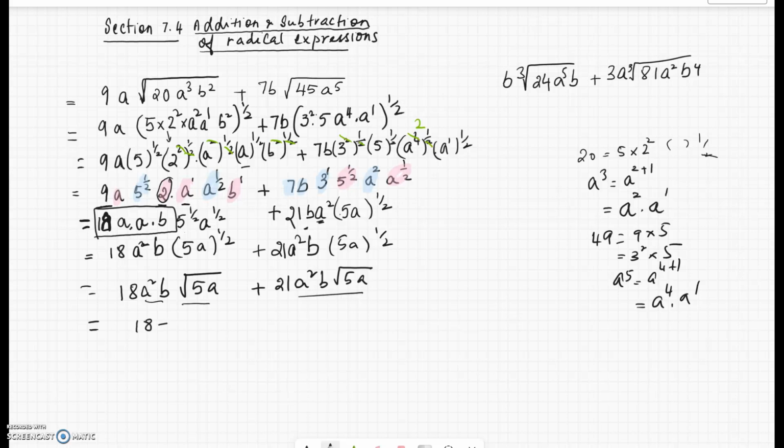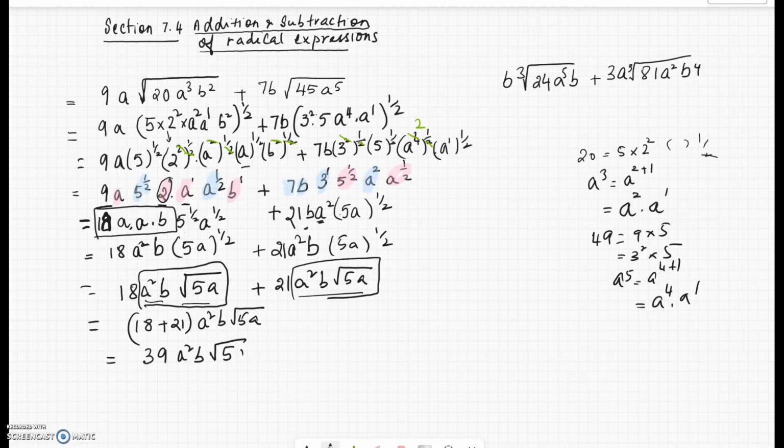So 18 plus 21. When I factor out this entire piece from both, because it's a common factor, a squared b radical 5a. So 18 plus 21 is 39. 8 plus 1 is 9. 2 plus 1 is 3. A squared b radical 5a. So it takes a little bit of time, but if you know the rules, it's not difficult. You just have to be organized, making sure that there are no errors. Just let me know if there are any errors, just text me.